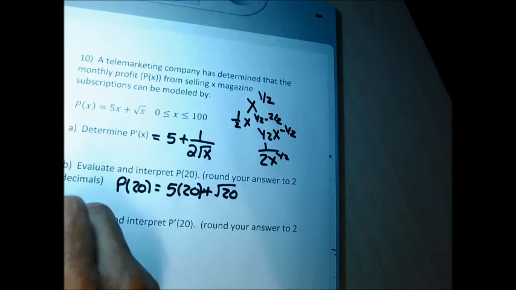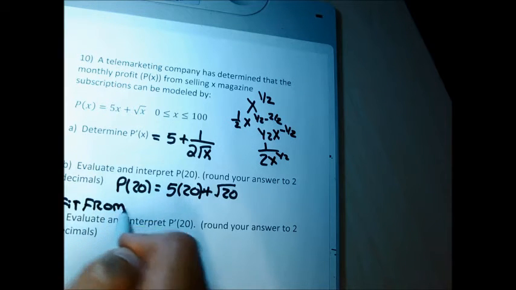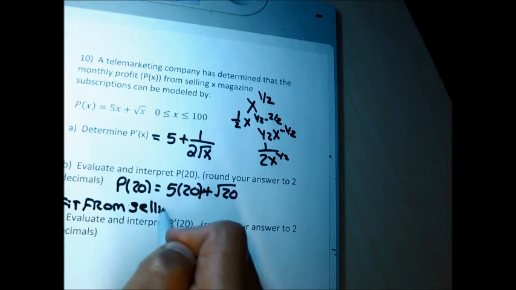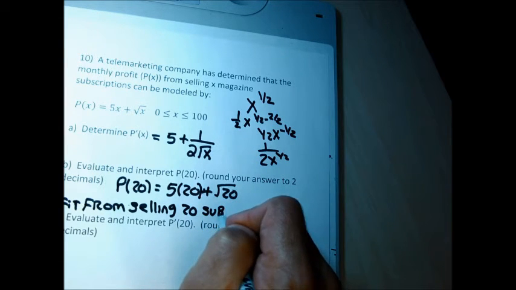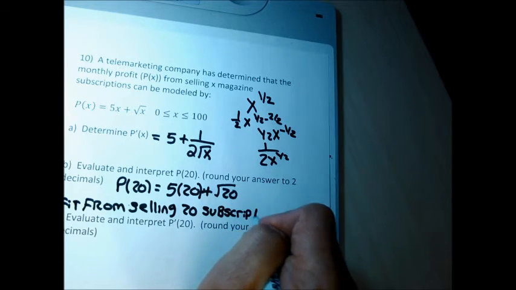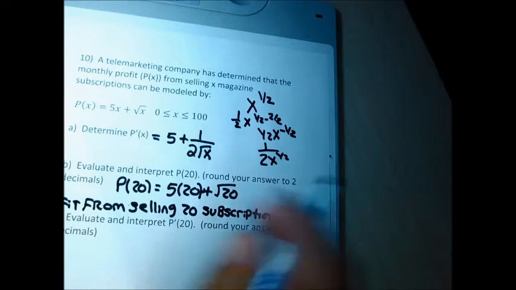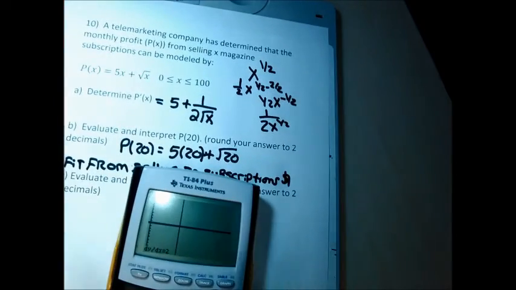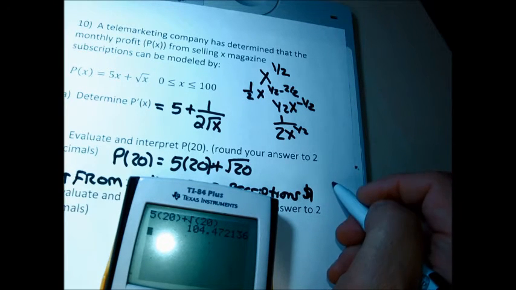And then the answer is going to be the profit from selling 20 subscriptions, because I'm not going to have the room to write magazines. And I'm going to round to two decimal places because it's money. So I can do that from the front screen. So I can go second quit, clear, 5 parentheses 20 plus second square root of 20, and I get $104.47.